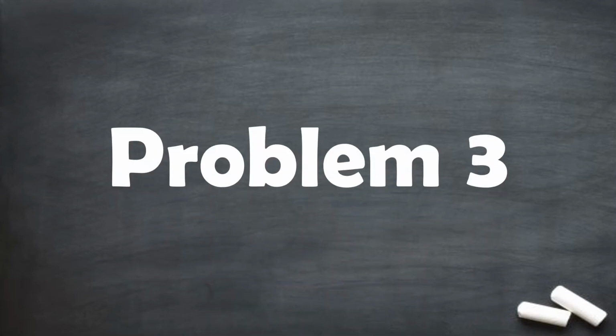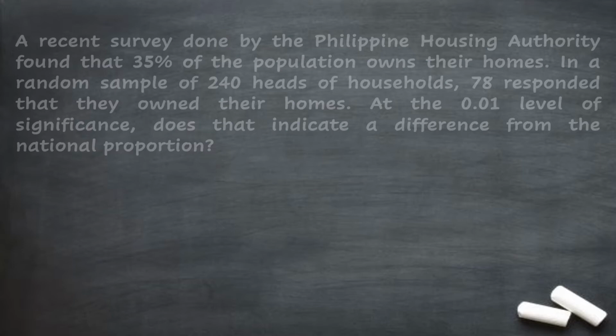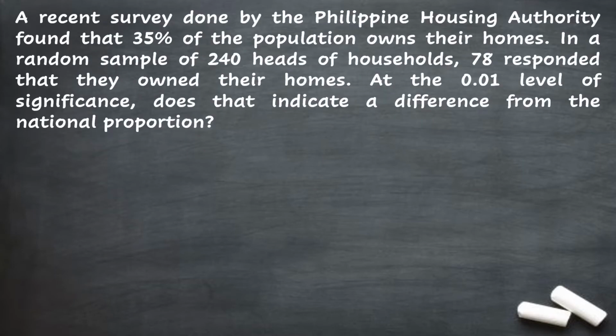Problem number 3. A recent survey done by the Philippine Housing Authority found that 35% of the population owns their homes. In a random sample of 240 heads of households, 78 responded that they owned their homes. At the 0.01 level of significance, does that indicate a difference from the national proportion? First step is to identify the null and alternative hypotheses.